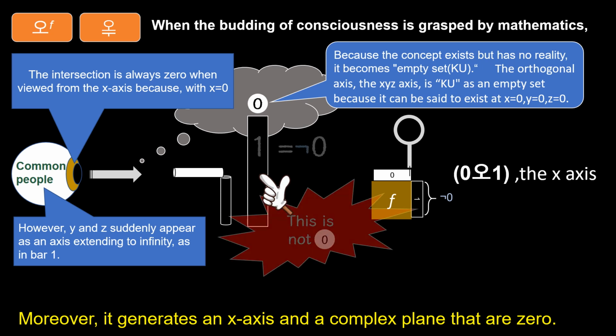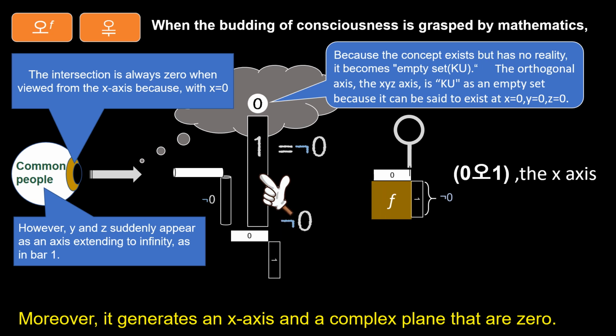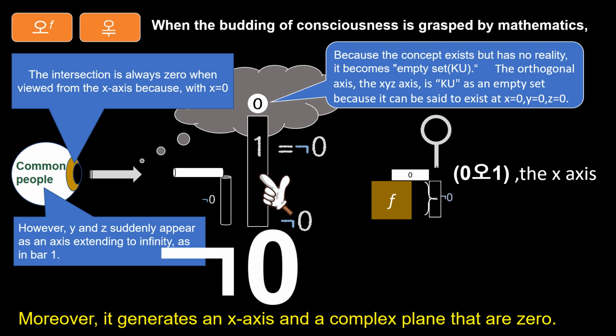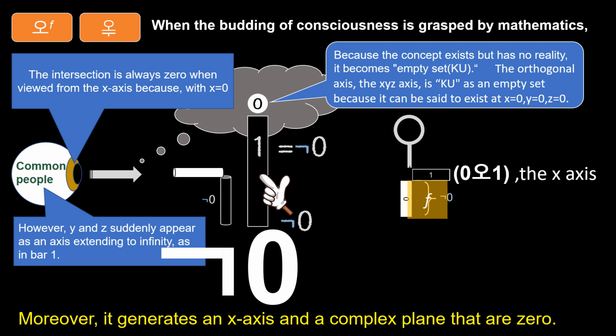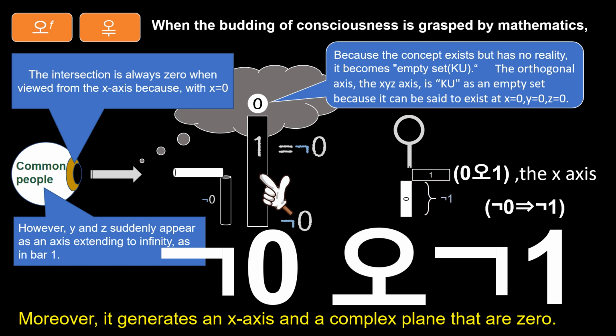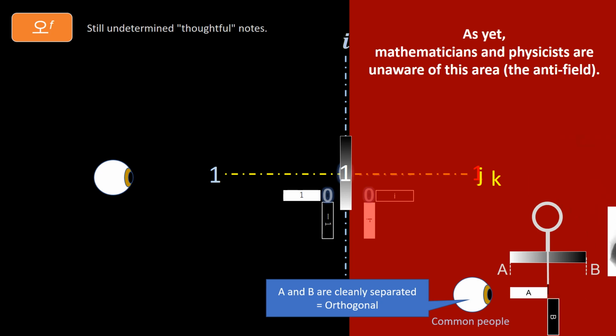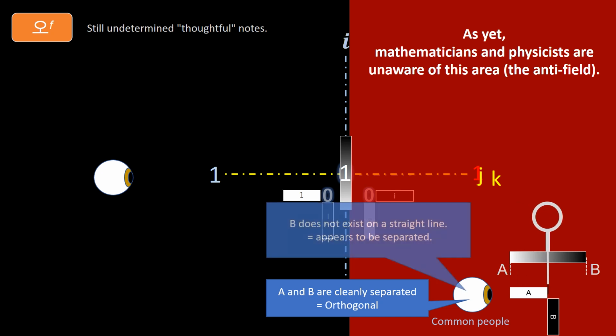Not 0. This is not 0. If you change the viewpoint from the direction of 1, the other complex plane is generated. Not 1. If not 0, then not 1. If humans think by visual and conscious biases, A and B are clearly separated, which is recognized as orthogonal. Similarly, the not B bias is also formed when creating the opposite side of consciousness.